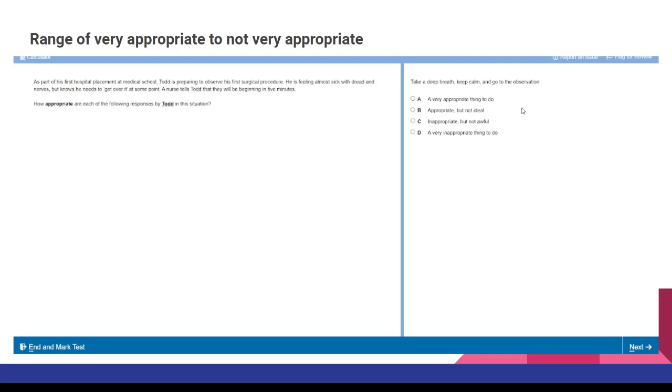And so the reason why it's not very appropriate to do so is that he will basically become a distraction. He wouldn't be able to focus, and so the observation will not be very beneficial to him if he's not listening or isn't focused. So the answer would be B, appropriate but not ideal.